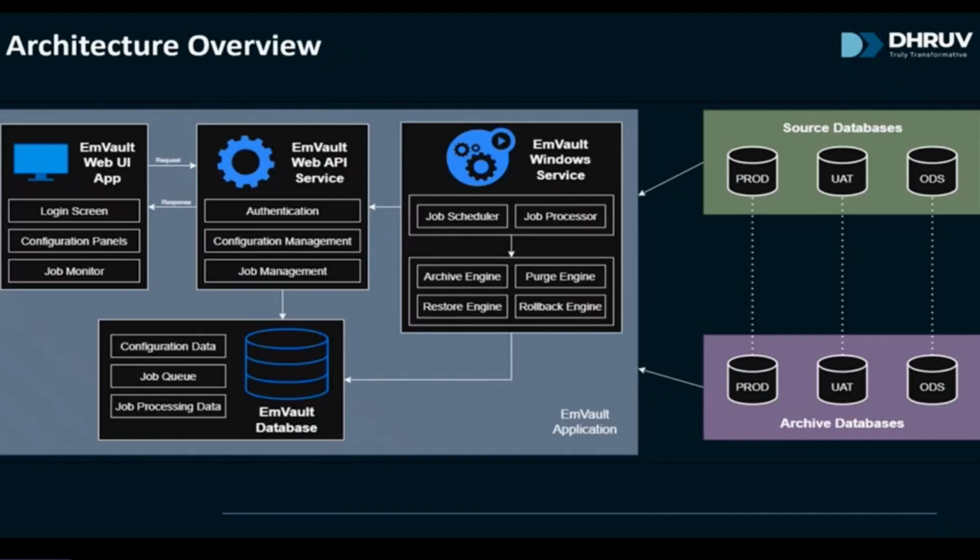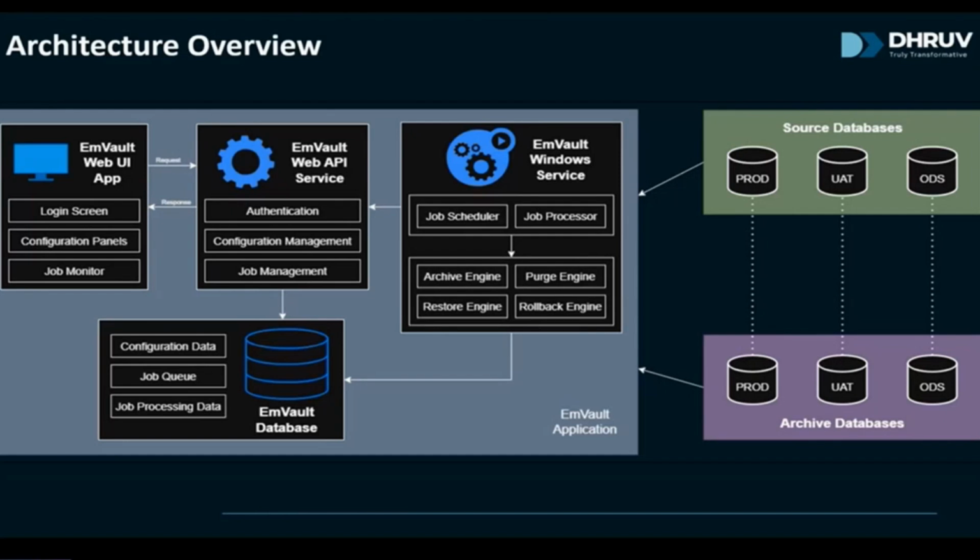Now let's look at the architecture overview of EmVault. EmVault follows a modular and layered architecture with 4 main layers: Web UI, Web API, Windows Service, and Database. Each layer has a clear responsibility and communicates with other layers in a structured manner, which makes the system scalable, reliable, and easy to manage. The Web UI layer can be accessed in the browser and is used for all user interactions, such as logging in, creating configurations, and managing and monitoring jobs.